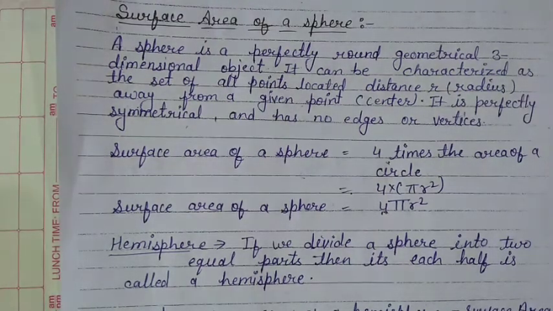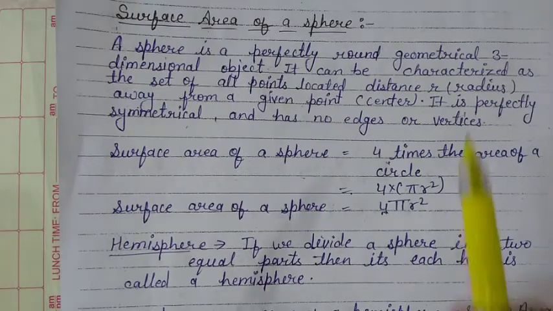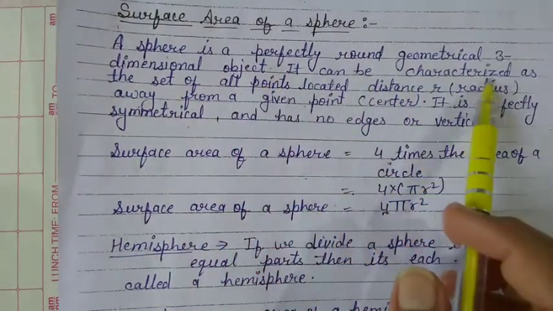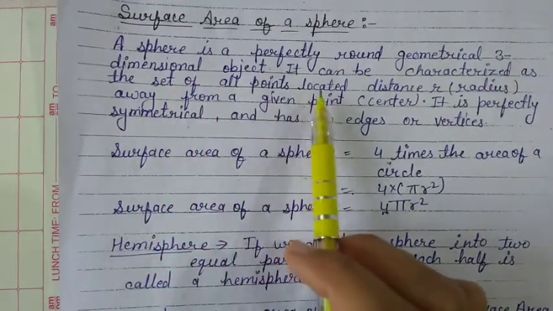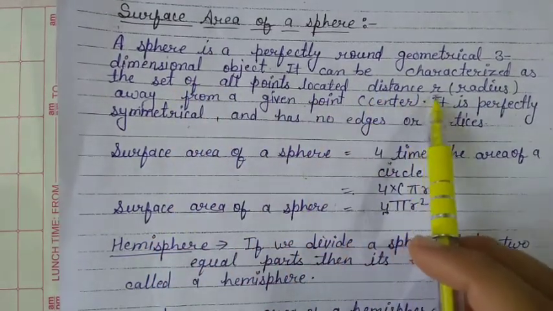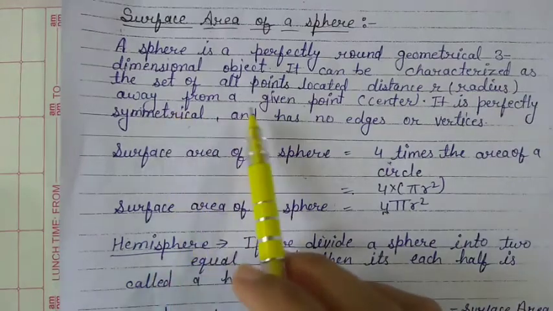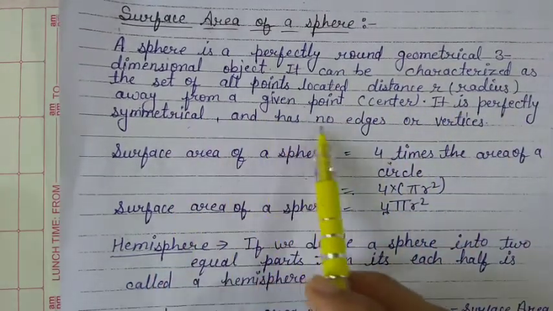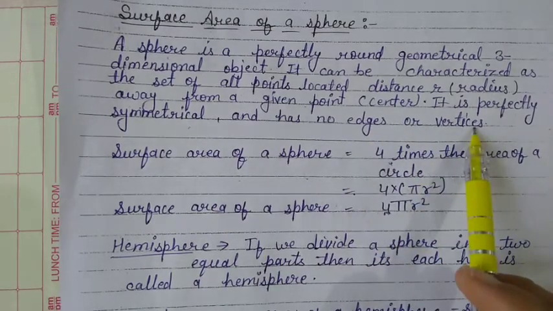Hello students, today we will do surface area of a sphere and hemisphere. So firstly, what is a sphere? A sphere is a perfectly round geometrical three-dimensional object. It can be characterized as the set of all points located distance r, radius, away from a given point, the center. It is perfectly symmetrical and has no edges or vertices.